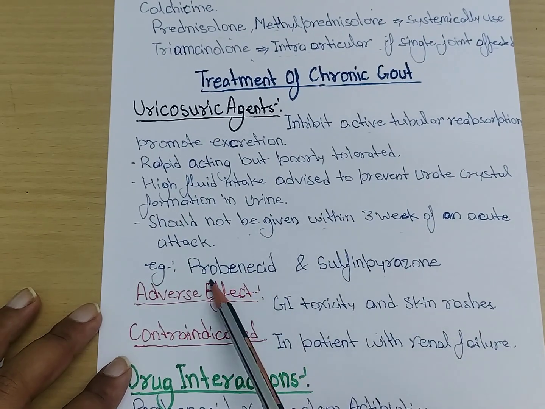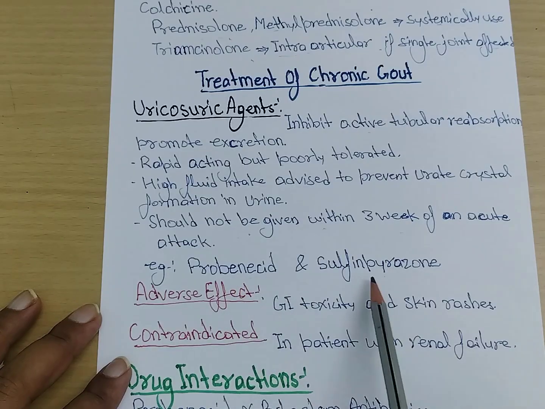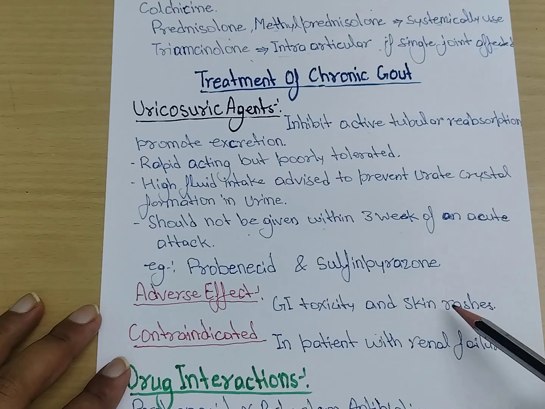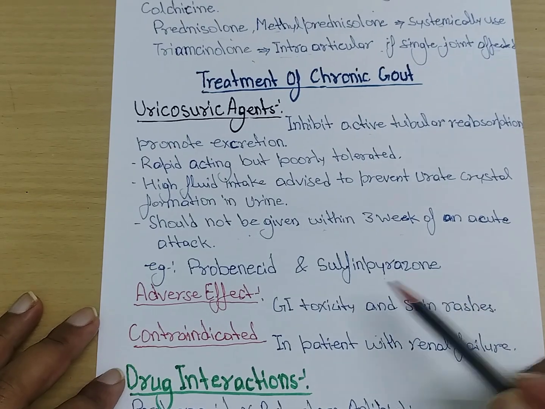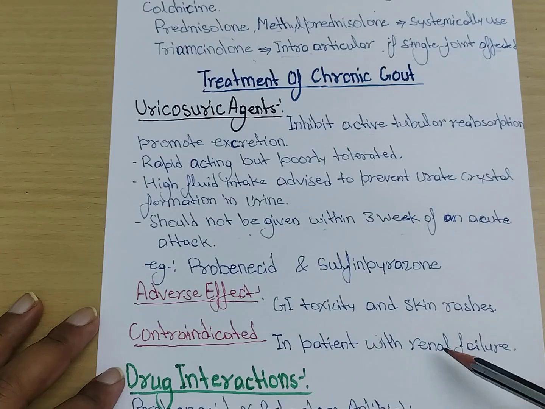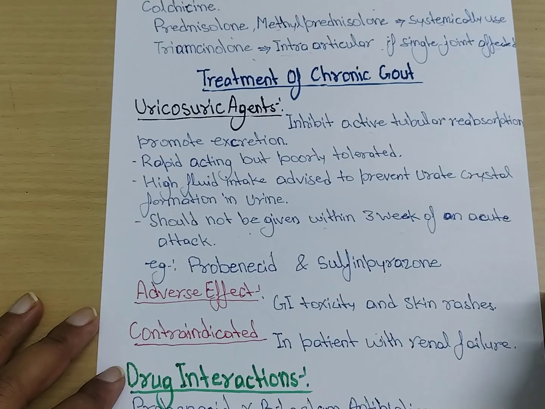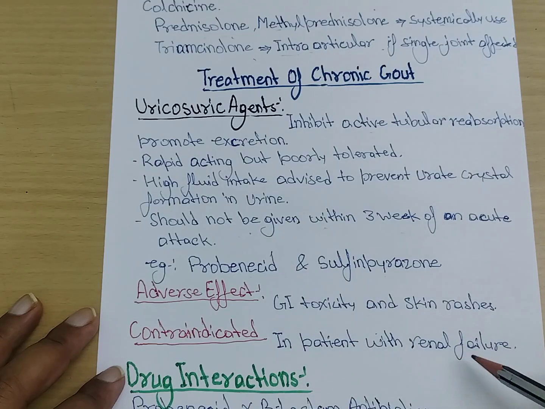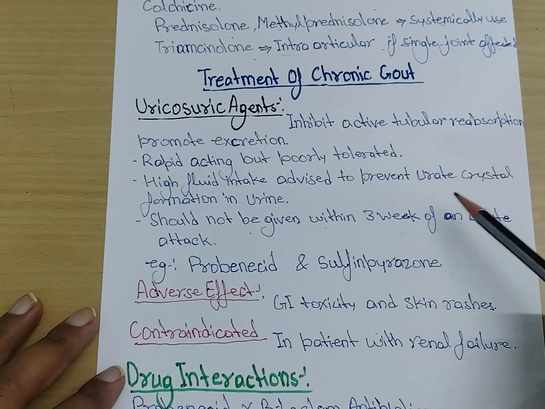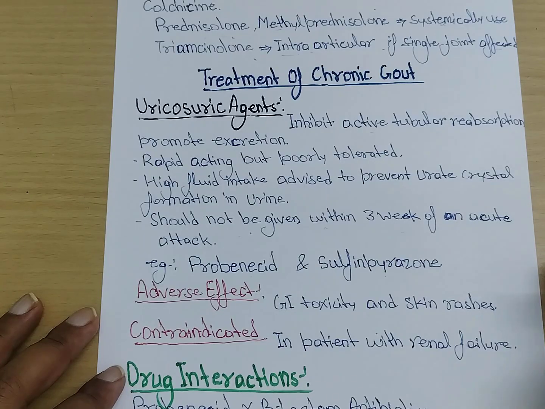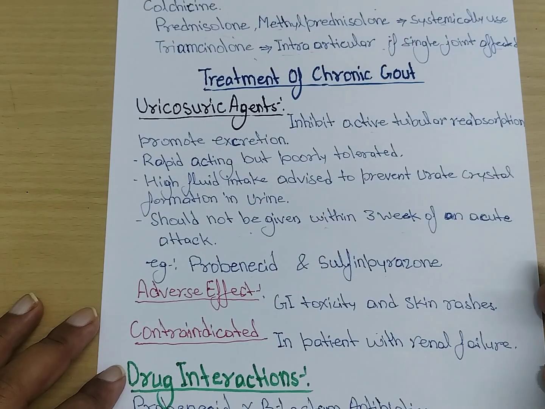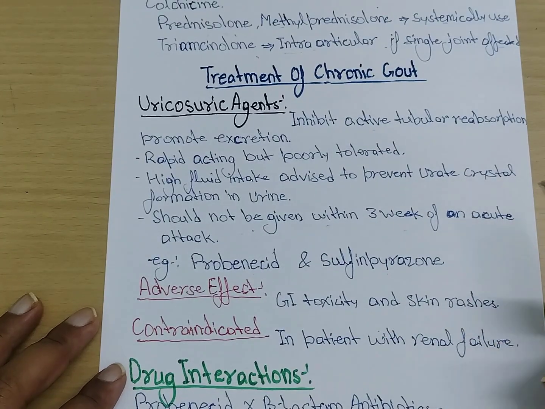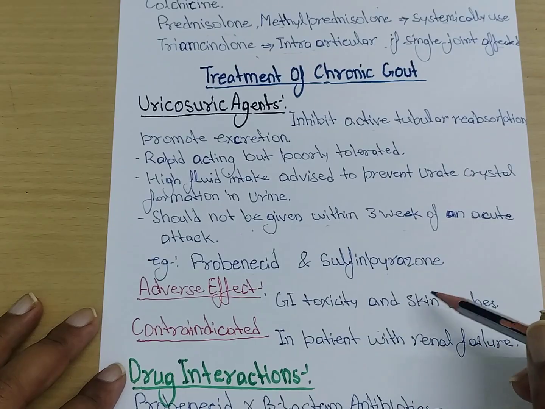Examples of uricosuric agents are probenecid and sulfinpyrazone. Adverse effects are GI toxicity and skin rashes. Contraindicated in patients with renal failure. If a patient has renal failure, there are chances of deposition of urate crystals in the urinary tract or renal system, which can damage the kidney.